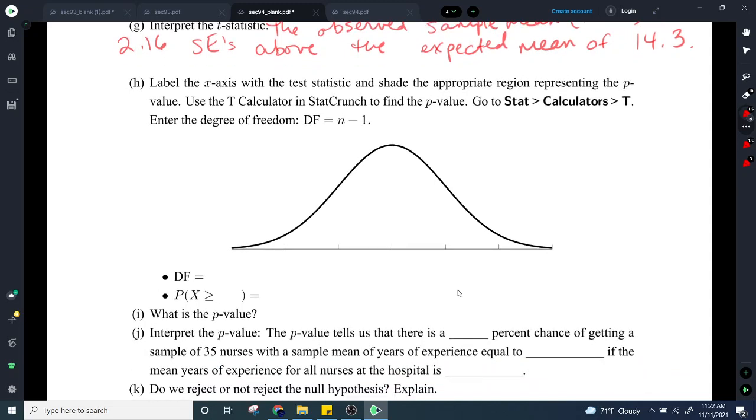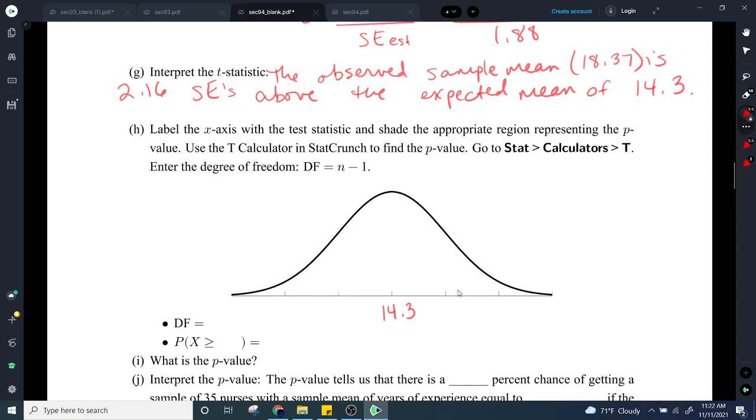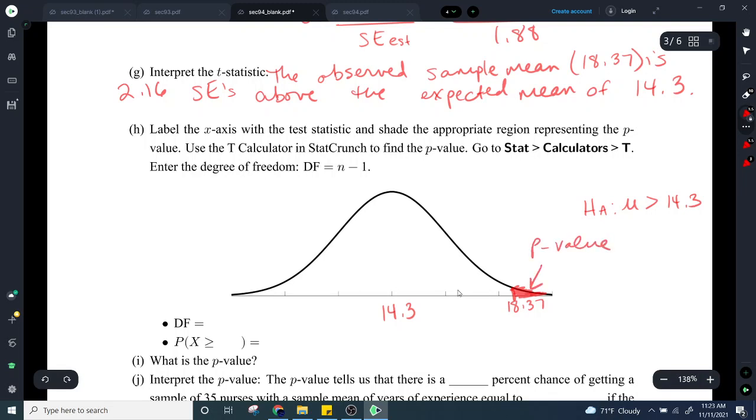So in the middle is what we would expect. The middle was the 14.3 that we were comparing to. What we actually got was 18.37. So 18.37 was a little bit more than 2. So I'm going to put 18.37 right here. So we're up here somewhere. And because this was a right-tailed test, remember what the alternative was? Mu was greater than 14.3. That means I would shade to the right. So the p-value that we're going to calculate in StatCrunch, we're going to shade to the right. So our p-value is going to be the shaded area right here.